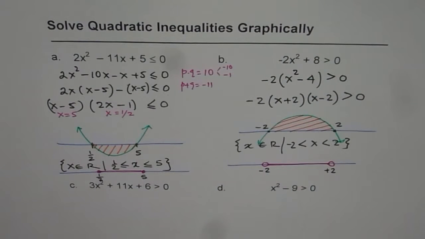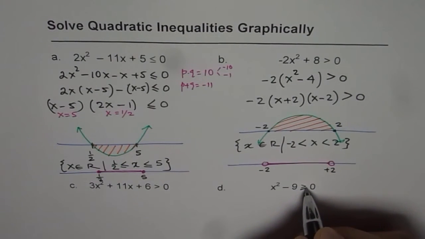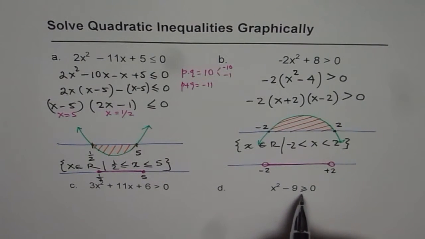Now I'd like you to pause the video, copy the other two questions, which are 3x squared plus 11x plus 6 greater than 0 and x squared minus 9 greater than 0, and try to solve them. Just to make them interesting, I'll make it greater than or equal to, so that you'll include zeros in one place. And try to solve them.